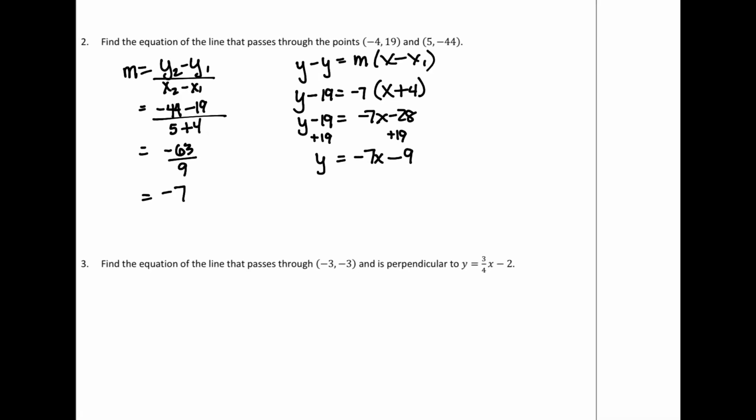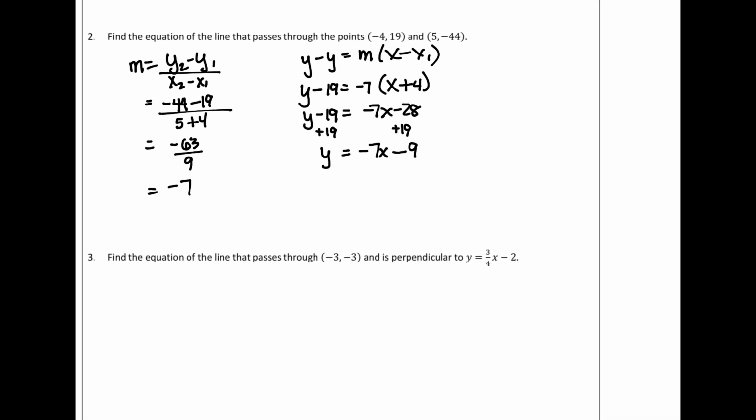And just because some of you probably did it the other way, here we go. So y minus negative 44 is equal to negative 7 times x minus 5. So y add 44 is equal to negative 7x add 35, minus 44 from both sides. And I get y is equal to negative 7x minus 9. Exactly the same thing.